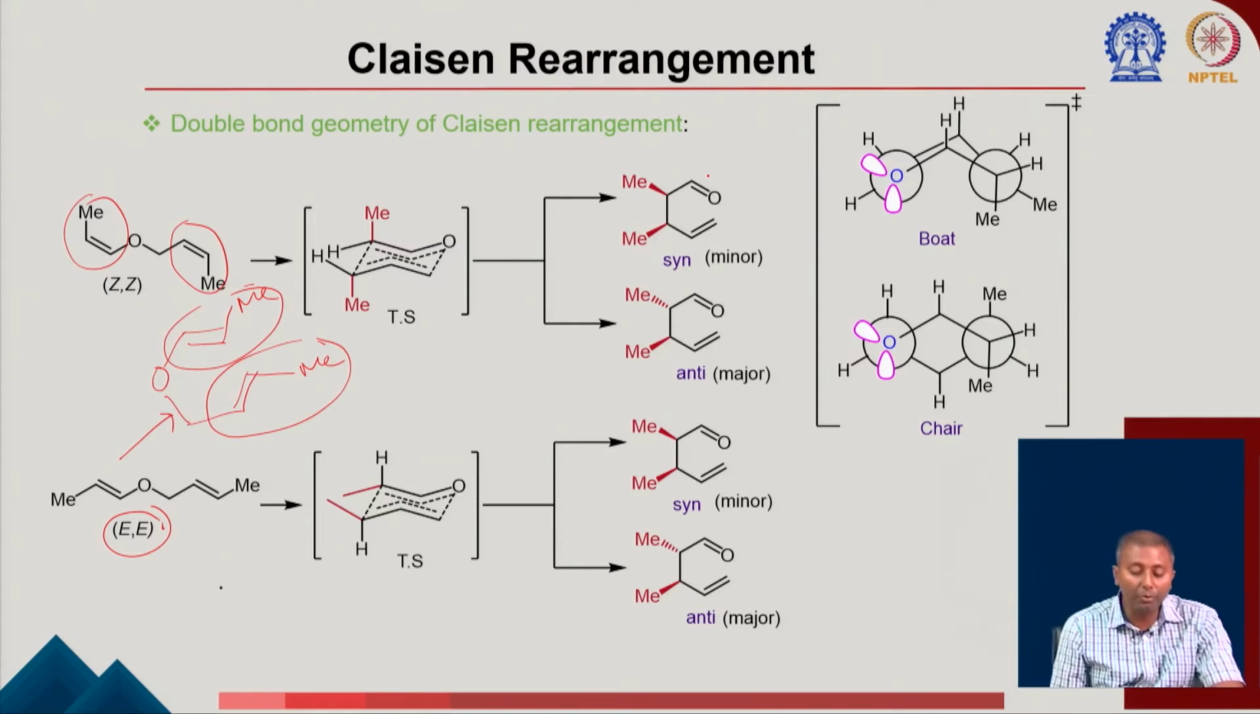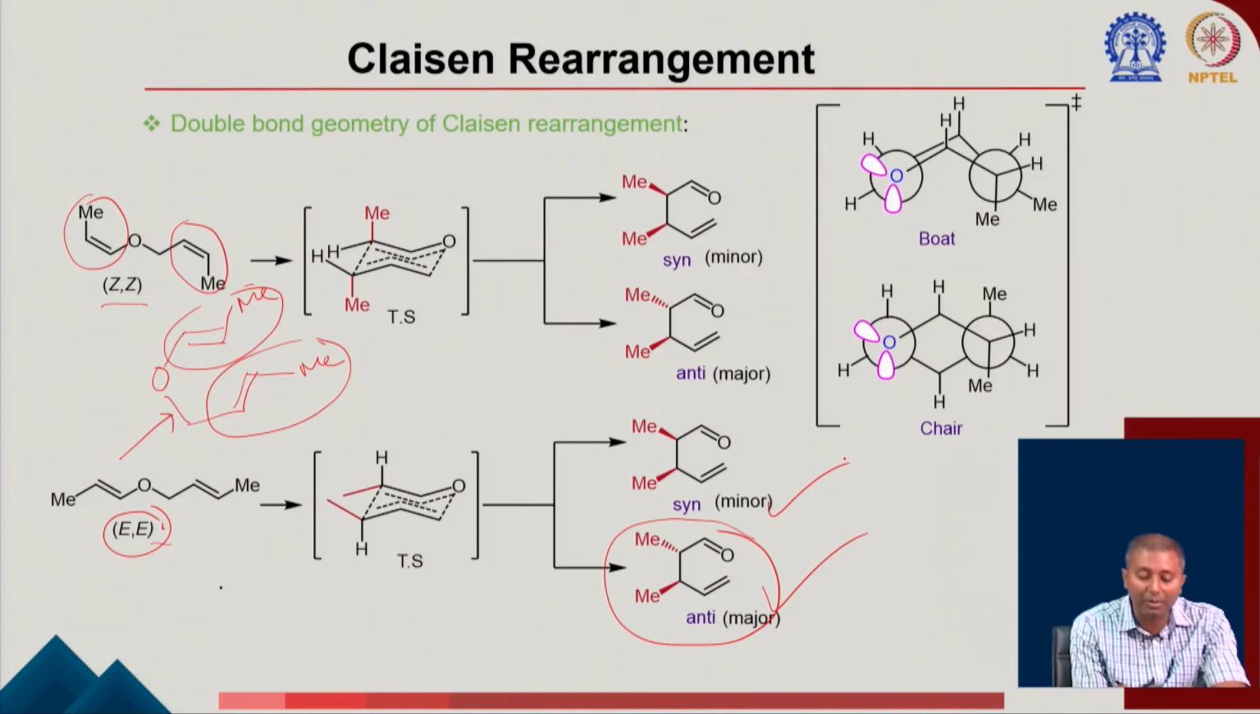What we find is that if it is ZZ or EE, in both cases the anti product, meaning both methyls in anti position, will be the major product, and the syn will be the minor product. Then we are trying to understand this from this type of transition state, what is happening here.